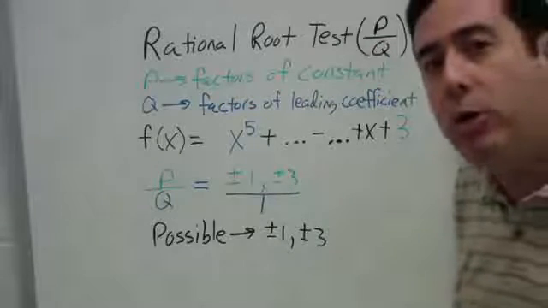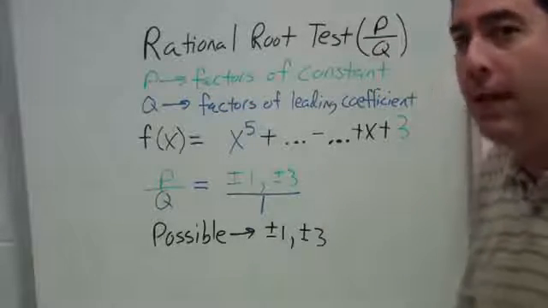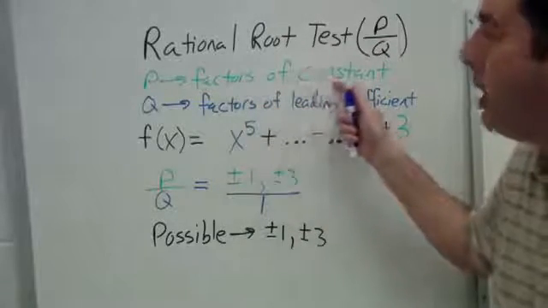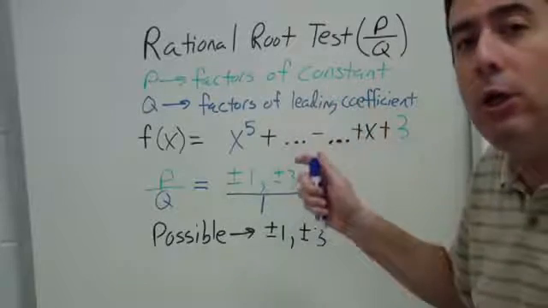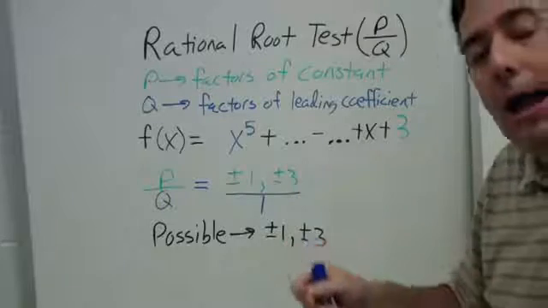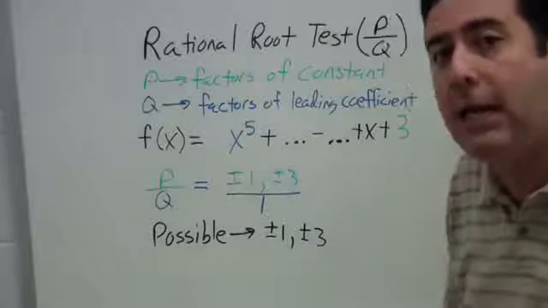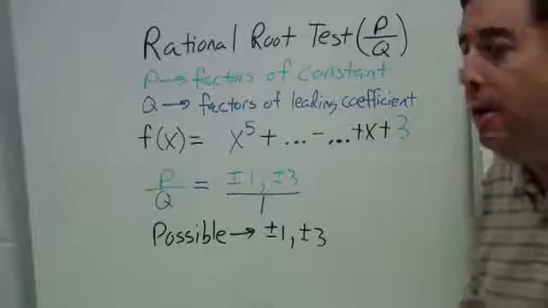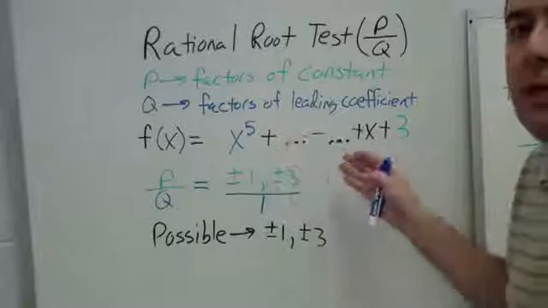The way that we'll do the rational root test, we'll take factors of the constant value and we'll divide it by factors of the leading coefficient. Now, it's only the constant and the leading coefficient that matter, so none of the middle terms make a difference.